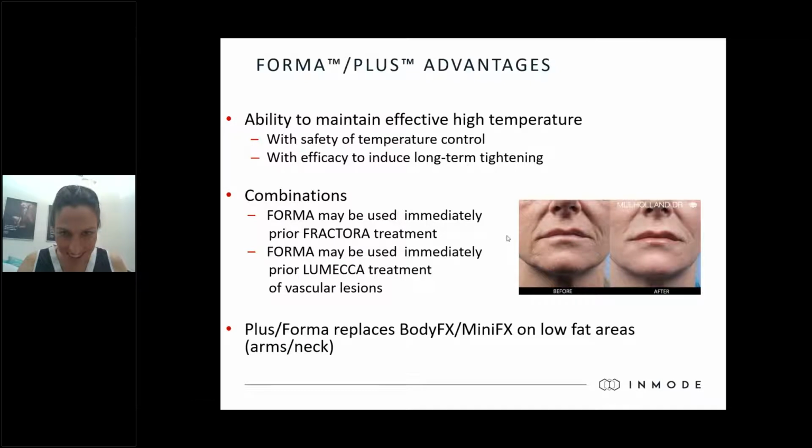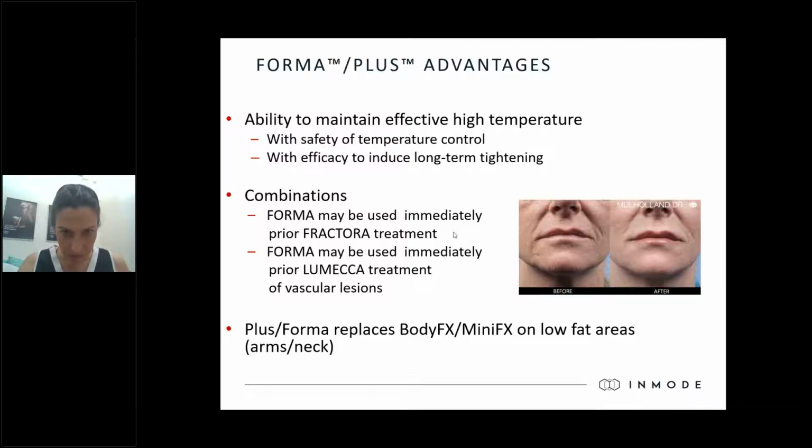Another question, can Forma be used for mild acne to help heal the lesions? For mild acne, I would not heat up the tissue so much with the Forma, but what I would do, I would use the Fructora. Fructora and Morpheus are super beneficial for active acne patients. So this is what I would choose, would be my go-to.